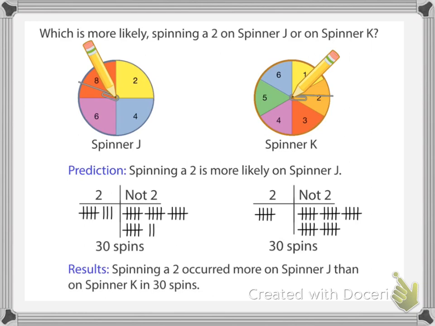Here are my new results after spinning each spinner 30 times. We can see on spinner J that I've now spun number 2 8 times. And when I did spinner K, I spun number 2 5 times. Now my prediction actually lines up with my results. I did spin a 2 more often on spinner J.